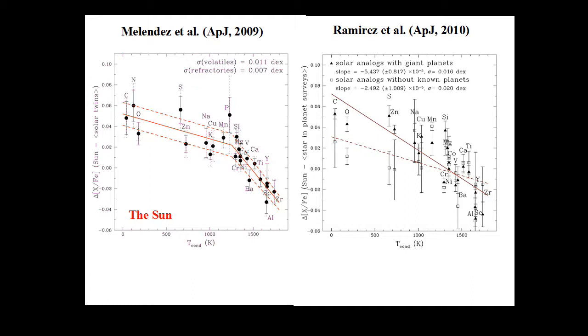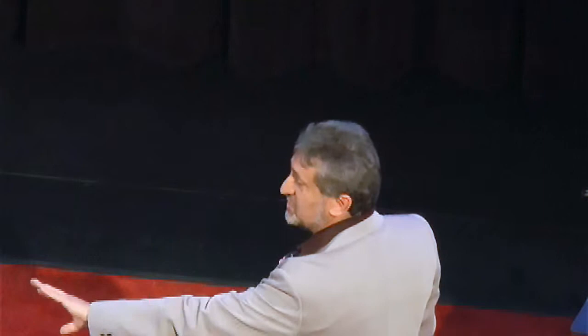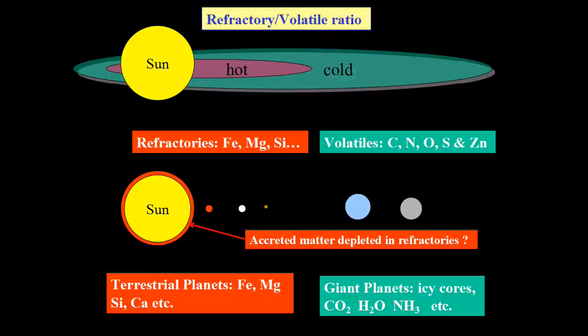And they claim that in other stars like the sun, you really have a difference between stars with and without planets. But they find an opposite effect. They found that there are more volatiles than refractories, just the opposite of what was found by Smith. And they claimed that this is because you lack refractory elements in small mass planets, and what is accreted is rich in volatiles. So the matter which is accreted by stars is depleted in refractory elements.